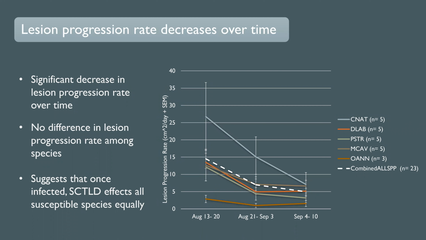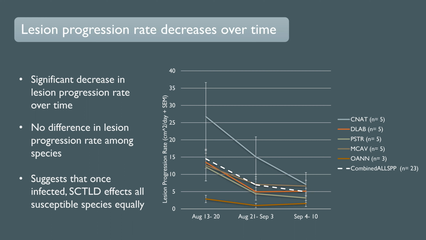Using repeated measures ANOVAs, I ultimately found that the lesion progression rate decreases over time. In the figure on the right, the x-axis depicts the different periods of monitoring, and the y-axis depicts the aerial lesion progression rate in centimeters squared per day. As you can see with the white dashed line, there's a significant decrease in the lesion progression rate over time.